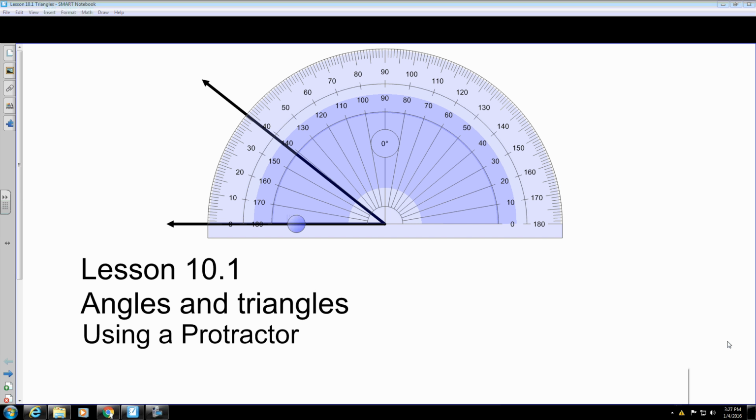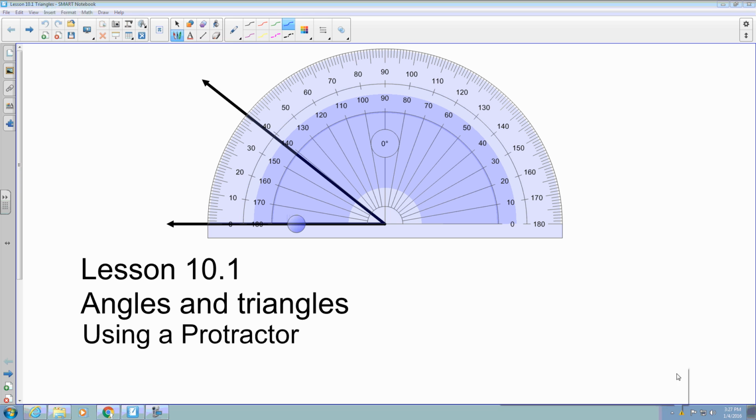One of the things that we're going to take a look at, something that we were exposed to earlier in the semester, is being able to use a protractor. This is the protractor right here, and this allows us to figure out angle measurements. It's one of the more accurate ways to measure by hand.